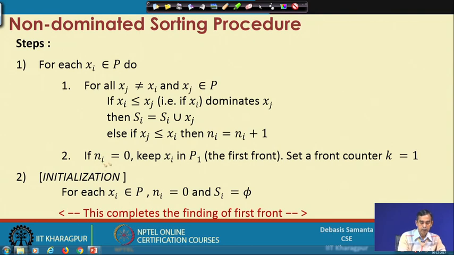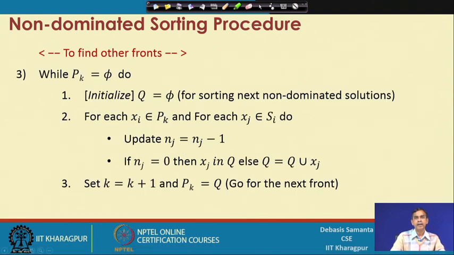And obviously if Ni equals 0, then we can say these solutions are basically the first front, P1, and we set k equals 1. So, this is called the first front, or the first non-dominated sorting front. And then we can find the other fronts in the same way.